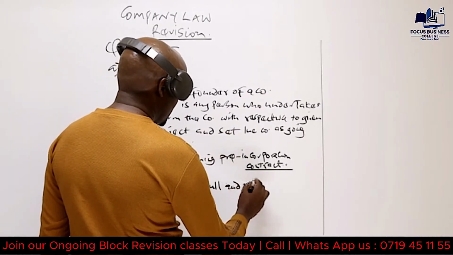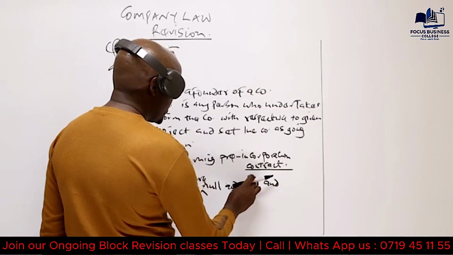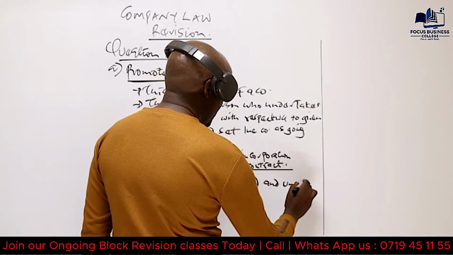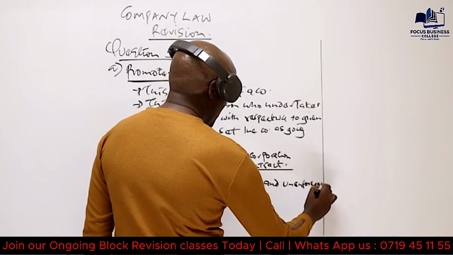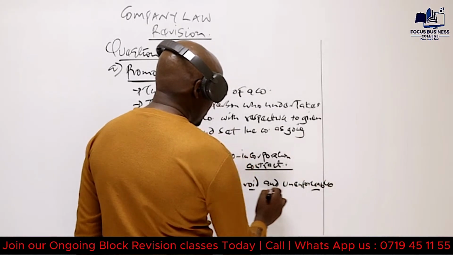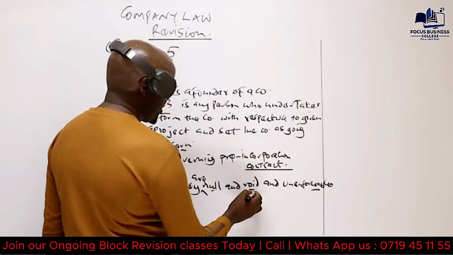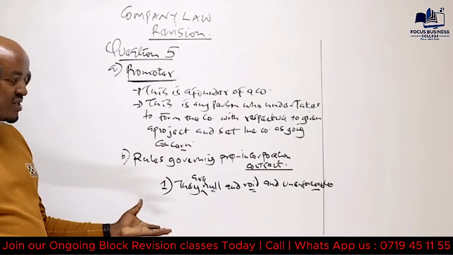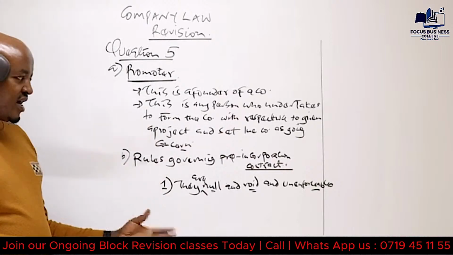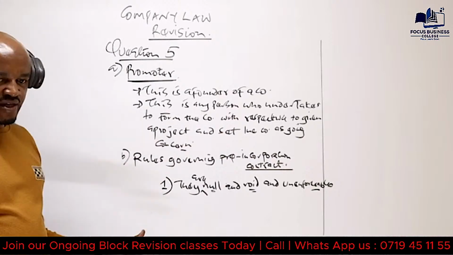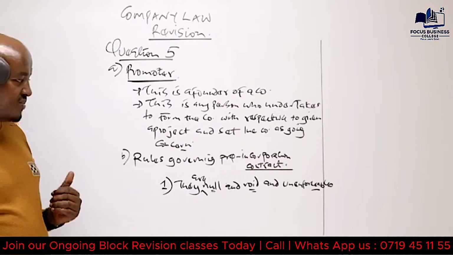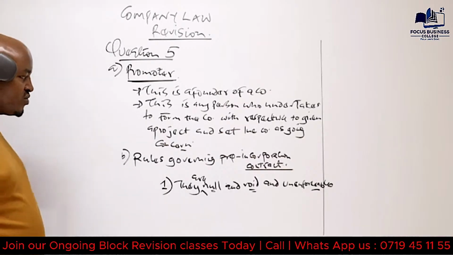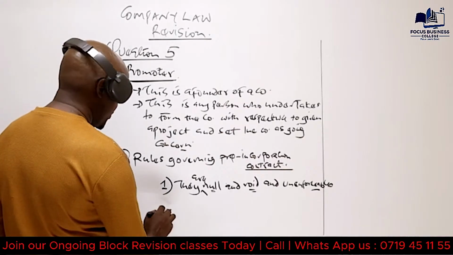Null and what? Null and void, and also unenforceable. So basically what that means is that this particular contract does not have any legal implication as far as the company is concerned. If they are breached, the company cannot be sued, and equally the company cannot go to a court of law and take legal action against the third party for the breach of those contracts. So they are null and void and also unenforceable.